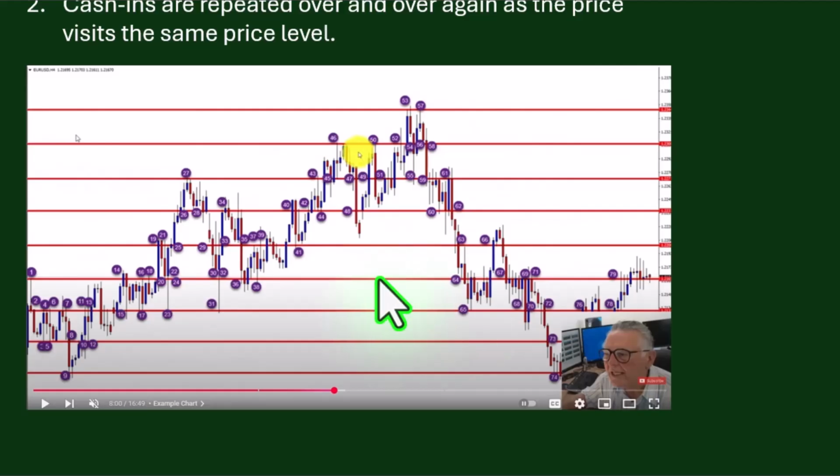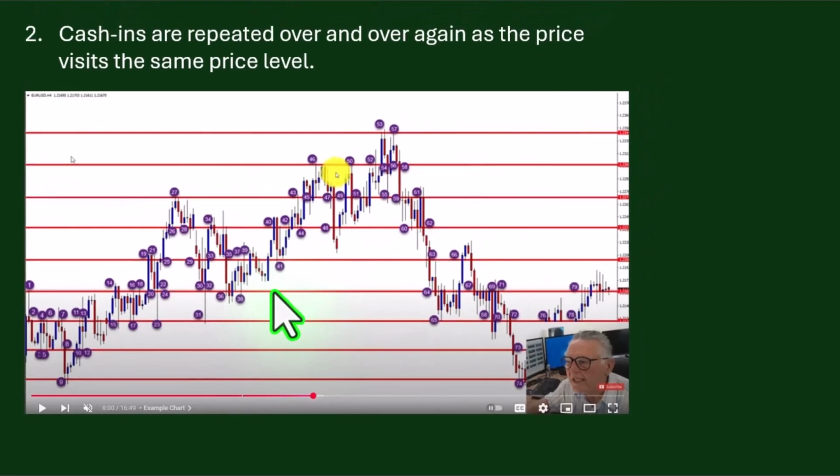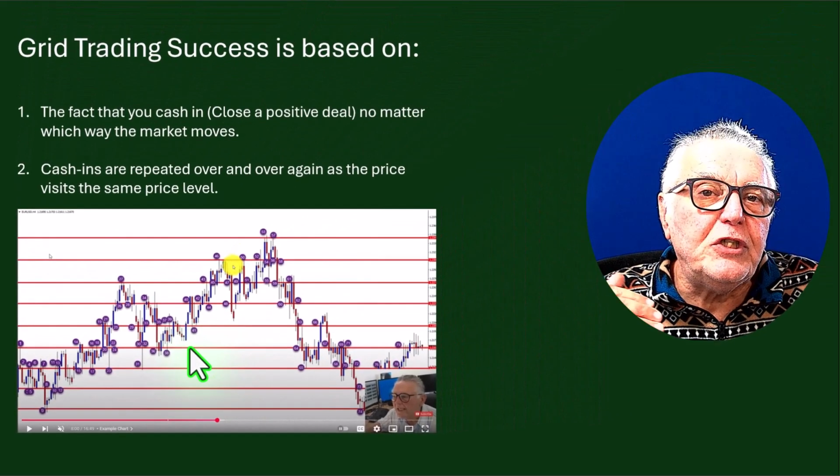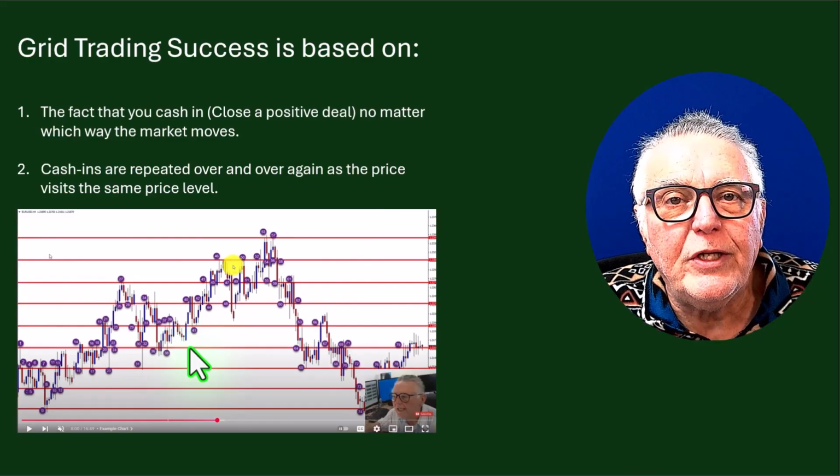But the beauty is, if you look at this level here, you cash in the same deals over and over again. As the price revisits those levels, you cash in, and you can see how many numbers there are just at that level, at that next level, and so on. So that is why grid trading is so popular. You don't have to spend hours analyzing the market. You just trade the price action between the grid lines.